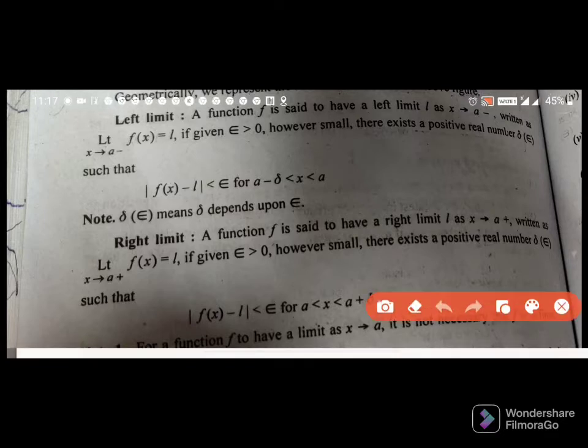Firstly, the left limit. A function f is said to have a left limit L as x tends to a negative, written as limit x tends to a negative, f(x) is equal to L. This sign is known as tends to or approaches to. And for the right limit, x tends to a positive, a plus. A function f is said to have a right limit L as x approaches a positive, written as limit x tends to a positive, f(x) is equal to L.